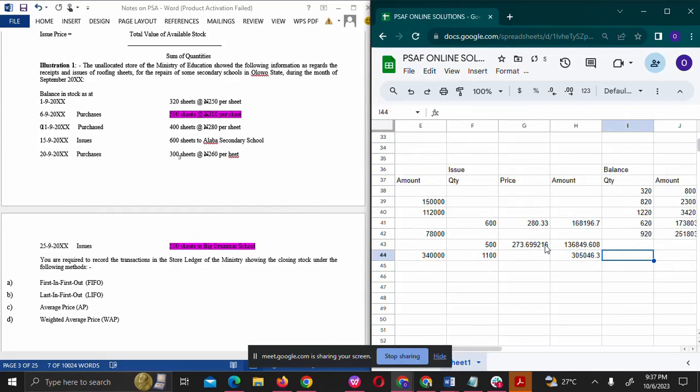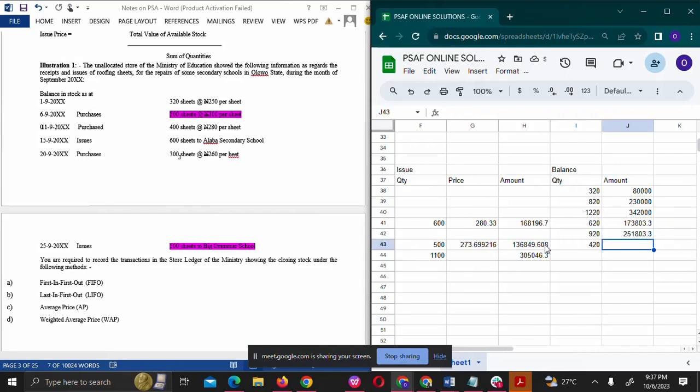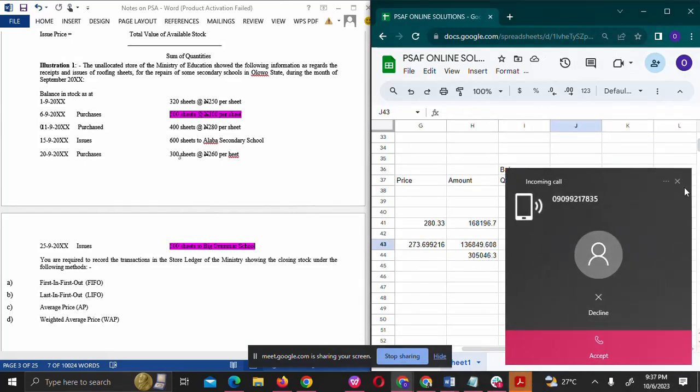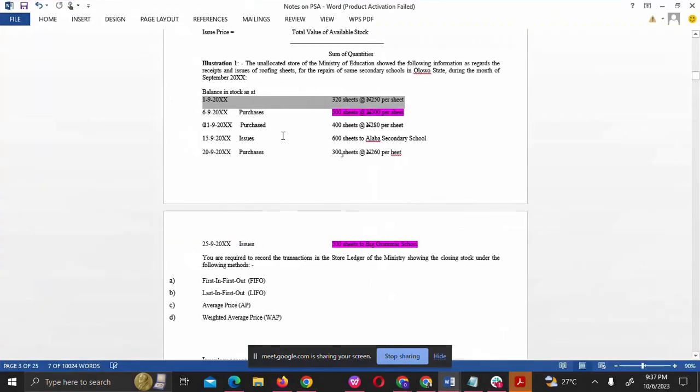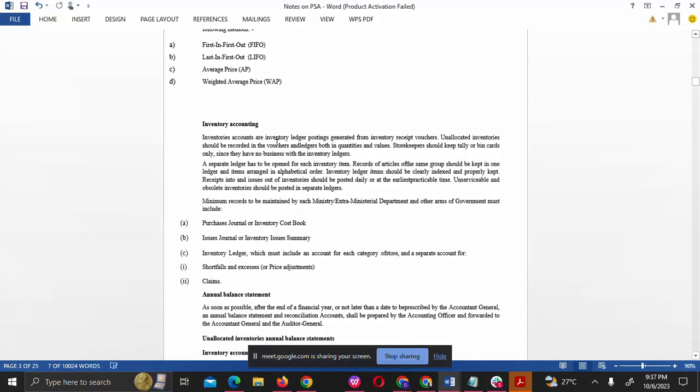Right, so that is all about inventory valuation. Any question, please? In the absence of any question, we are done with inventory valuation. So let's move to inventory accounting.